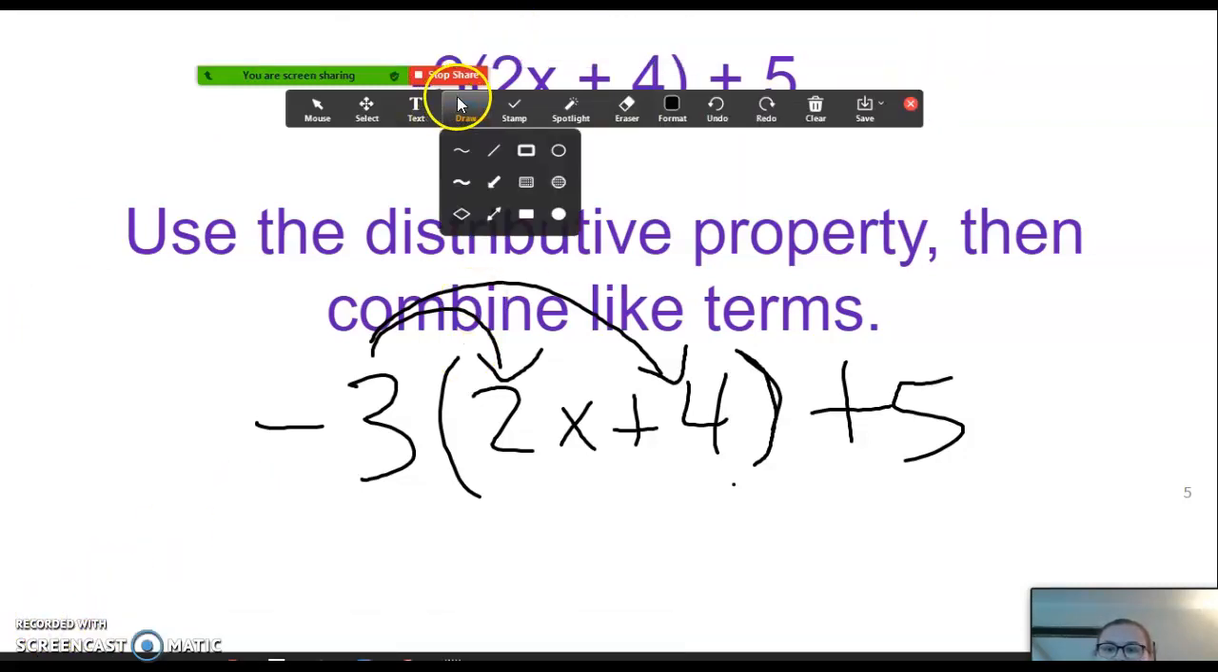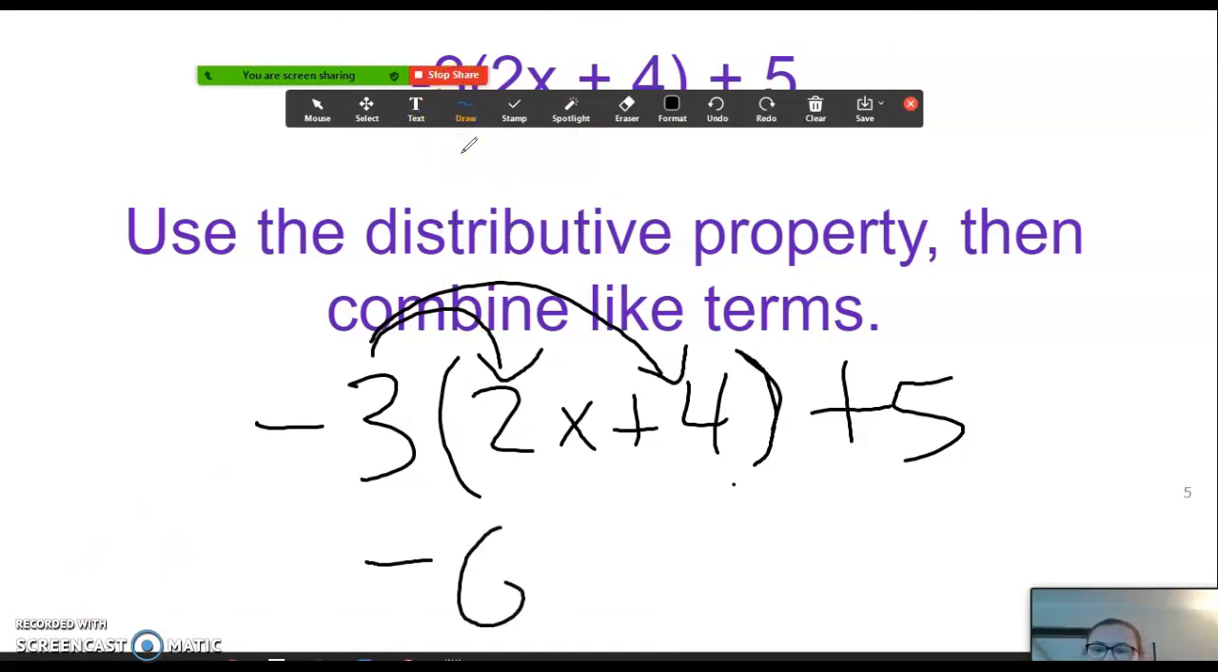So -3 times 2x is going to get me -6x, because a negative times a positive is still negative; different signs give a negative answer. Then I'm going to do -3 times +4, which is going to be -12. Again, a negative times a positive is still negative. And then I'm going to bring down this +5.